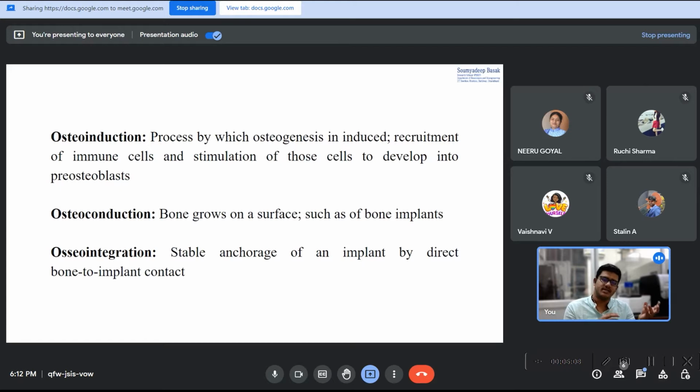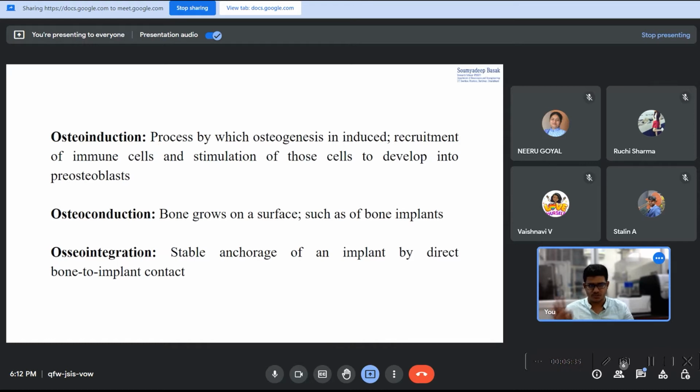Osseointegration means when the implant is directly integrating with the bone. For example, if we have a bone breakage and we are implanting something, the bone part where it is implanting or integrating with, that phenomenon is called osseointegration. So here the implant will be coming. This implant needs to be integrated with the bone. This kind of phenomenon is osseointegration.